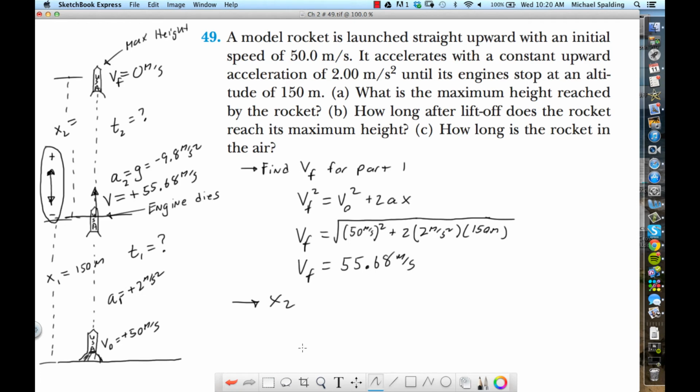To find x2, we could go, oh, I know, I like this. We'll use the same equation. We'll go VF squared equals V initial squared plus 2AX. What is V final for part 2? 0. At the very, very tippy top, V final is 0. So I'm going to shrink this. I'm out of room.